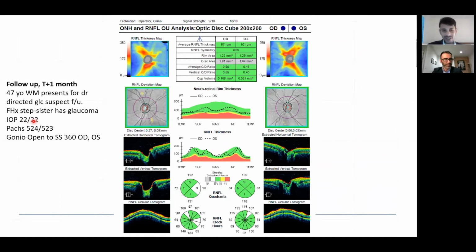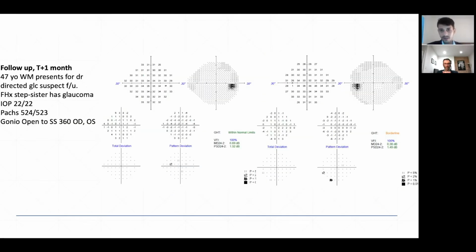His pressure, again, a little bit elevated. His PACs, a little bit on the thinner side. His gonio is open. So looking at his OCT, of course, the quadrants is the first thing I look at. All green, white, making it super normal. It's a little bit thicker. And then the deviation map looks pretty good as well. And we move on to the visual field. Again, visual field, maybe a little bit of defects in the right eye, but overall for a first visual field, pretty clean. These little edge defects probably from the trial lens. I don't think it's too much to worry about.